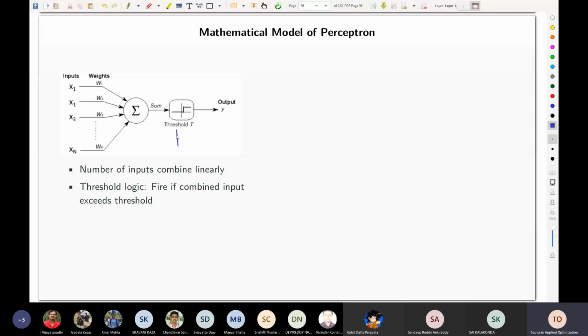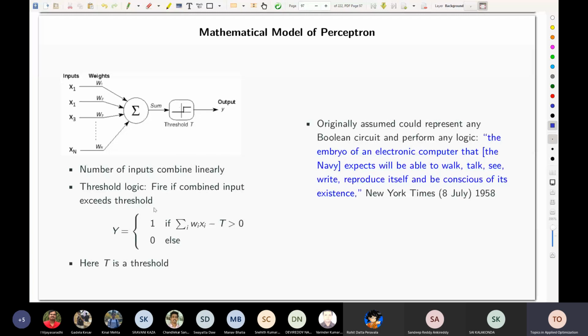So we see the threshold is here. Fire if the combined input exceeds the threshold. So this threshold unit will fire if the combined input exceeds the threshold. Okay, so we can define some threshold like this, where y will be 1 if the linear combination minus some threshold t is greater than 0. So if the linear combination exceeds a certain threshold, then we will classify it as 1. Otherwise, we will classify the output as 0. Here t is some threshold.